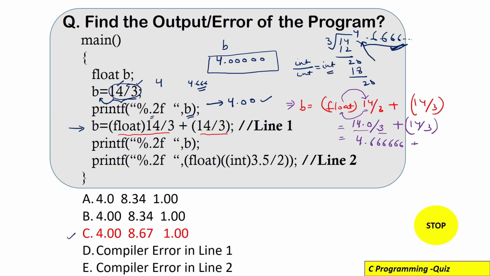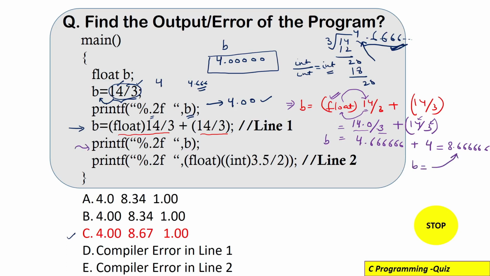Okay, then plus 14 by 3, because there is no typecasting here. We have used explicit typecasting before, but here we have not used it. So this 14 is integer, 3 is integer. So integer upon integer will be an integer answer. Point something will not come. Okay. So this total will be 8.6666, and so on. And this will be going inside this float b. So b will be storing this answer, right?